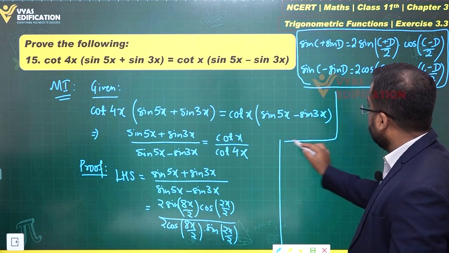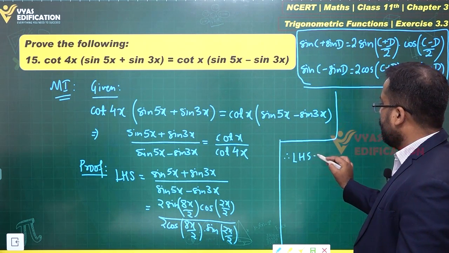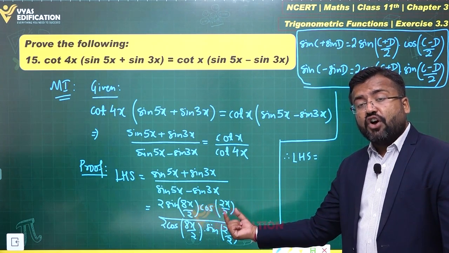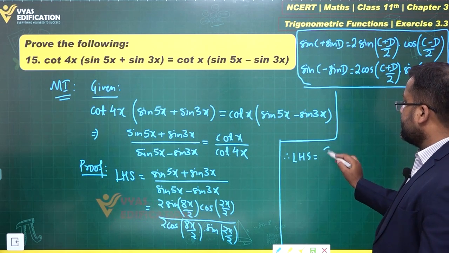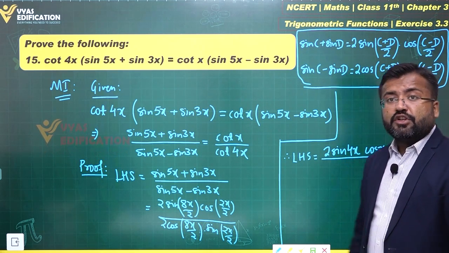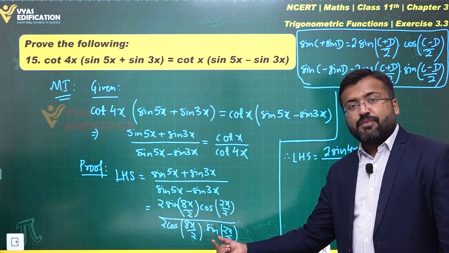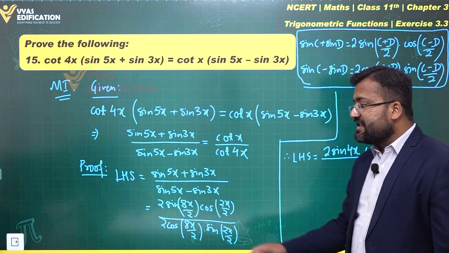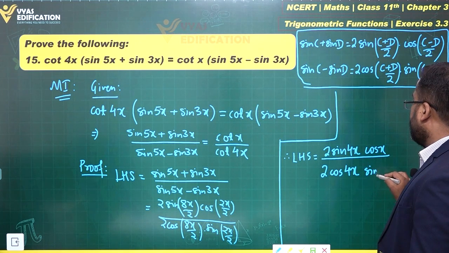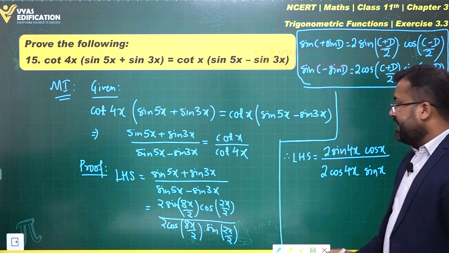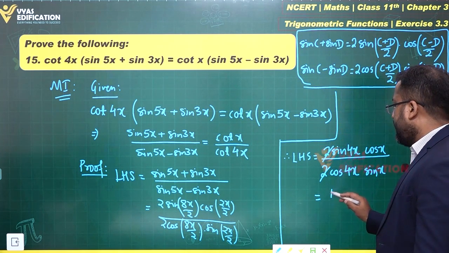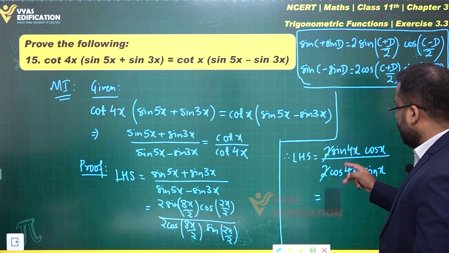Let's simplify this further. Therefore, LHS is equal to what? Let's take a look at the LHS. You have 2 sine 4x cos x in the numerator. What about the denominator? Do you observe? You have 2 cos 8x by 2, which is 4x, sine 2x by 2, which is sine x. This is what you have in the denominator. And let's cancel these factors of 2. Sine 4x upon cos 4x. This will be equal to, in the numerator you have sine 4x over cos 4x.